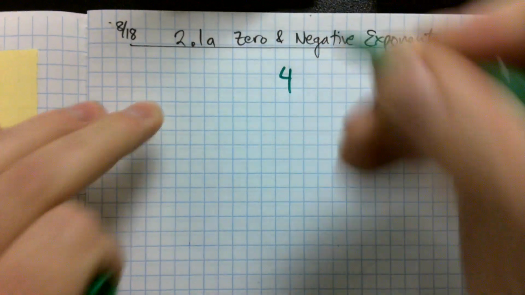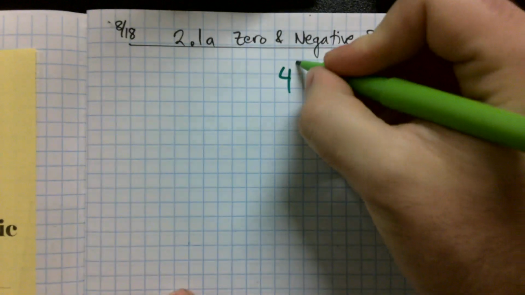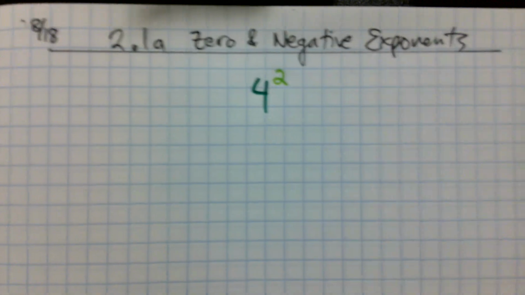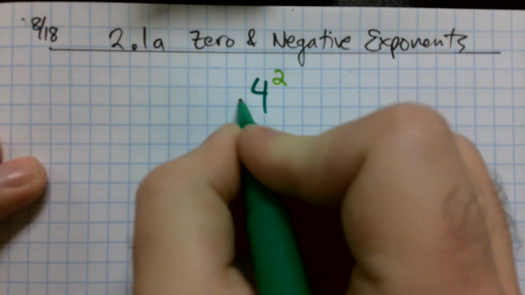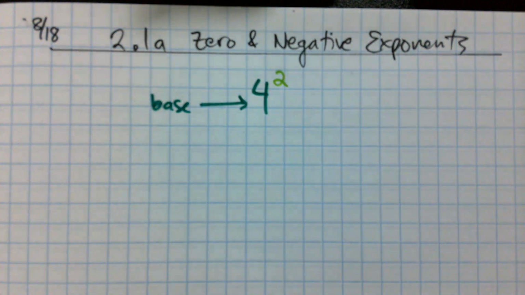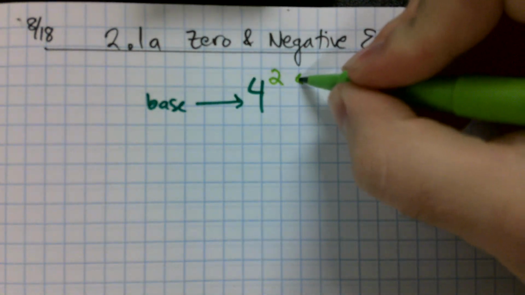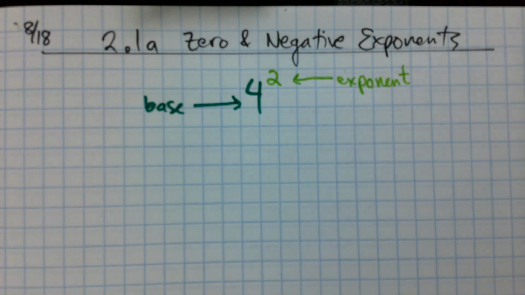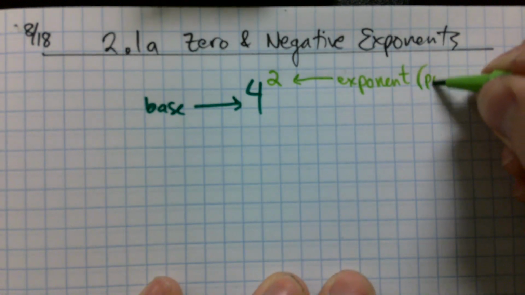If we have 4 to the power of 2, just like we mentioned, 4 is called our base, and 2 is called our exponent, also called power.